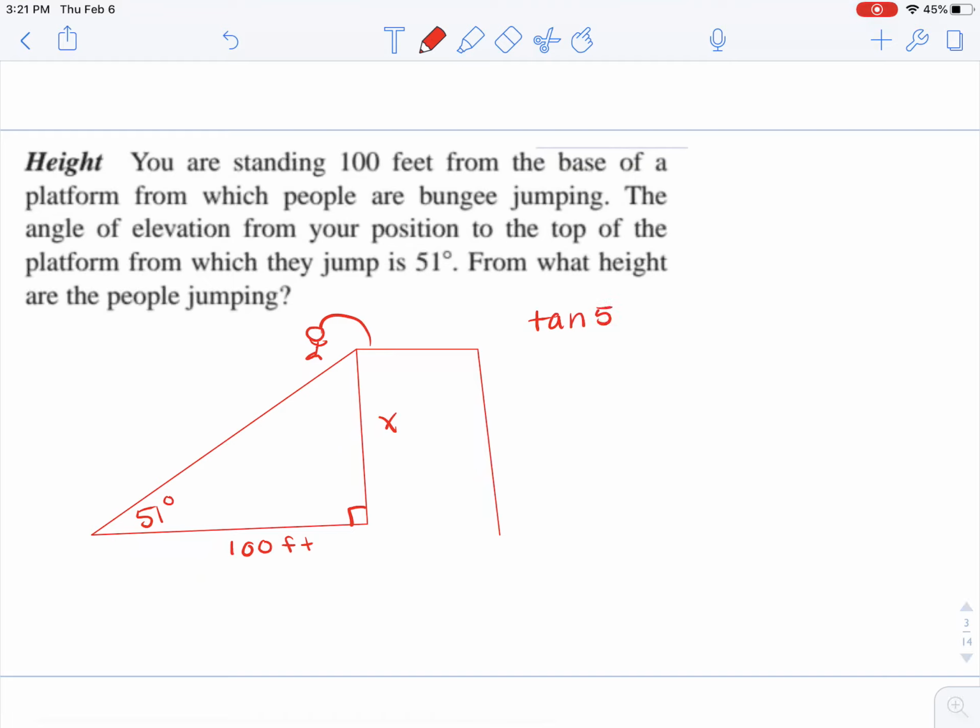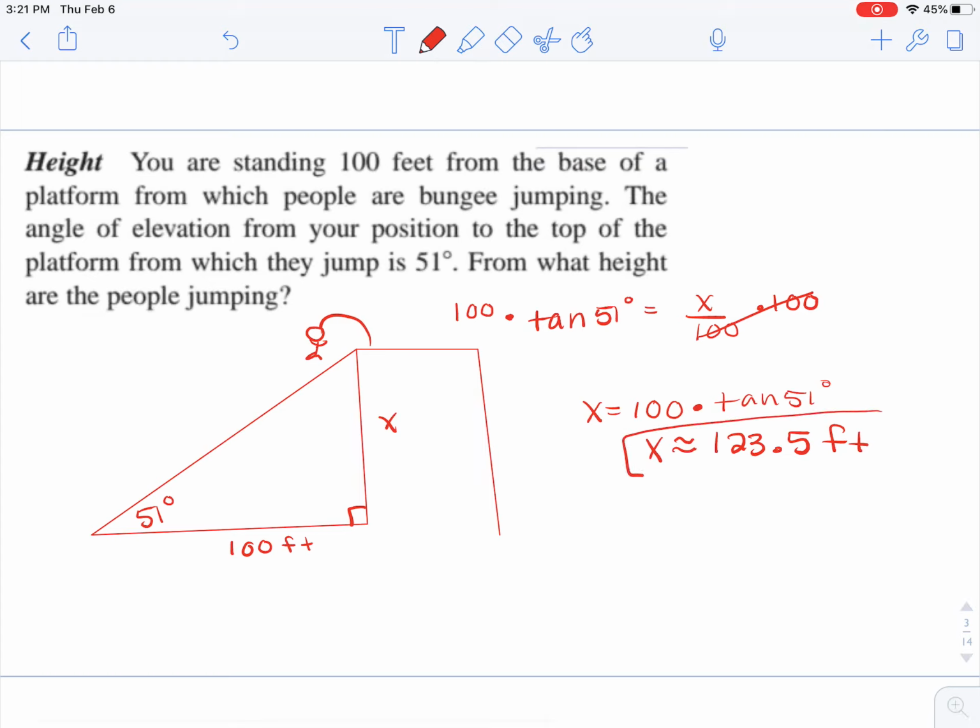So I'm going to say tangent 51 degrees equals x over 100. We can multiply 100 by both sides. So I'm going to get x equals 100 times tangent of 51 degrees. So we're going to put that in the calculator, and hopefully you're in degree mode. So you should get x is approximately 123.5 feet. So that is the height from which people are bungee jumping. Okay?